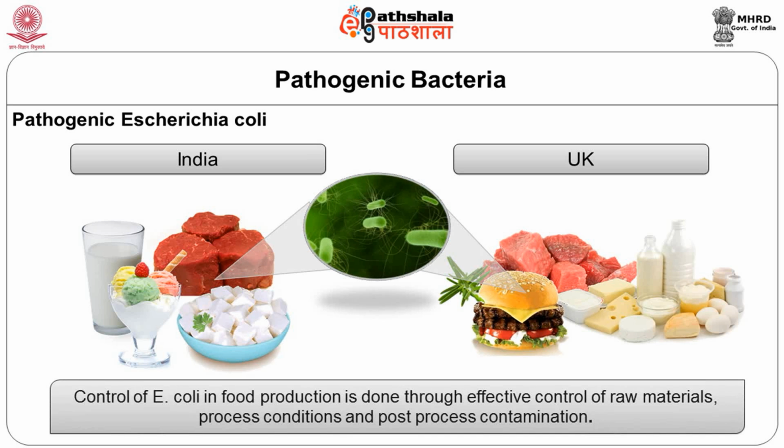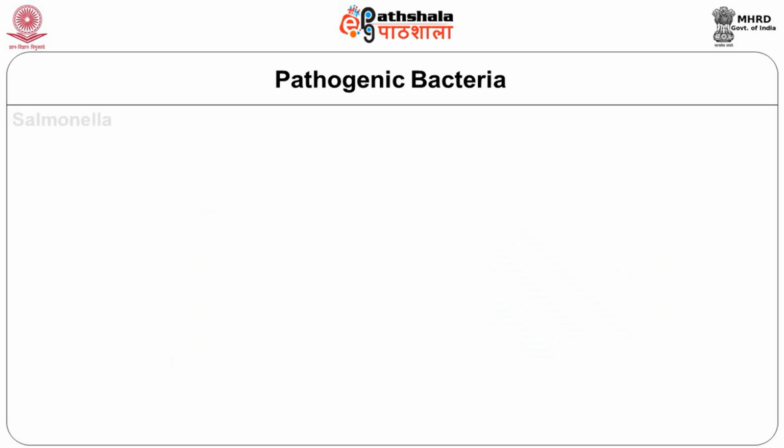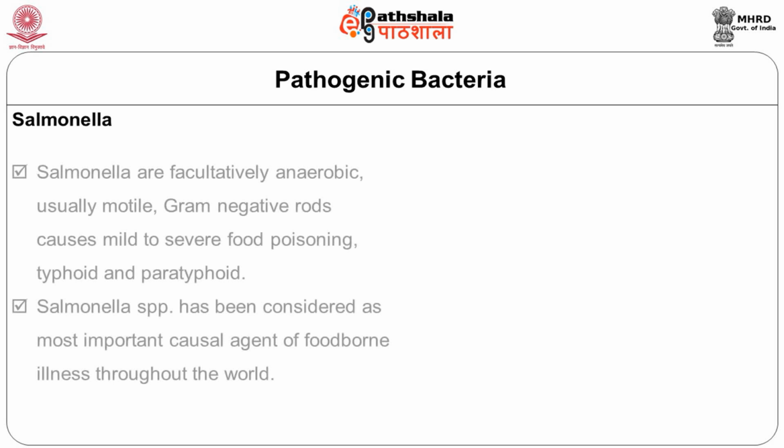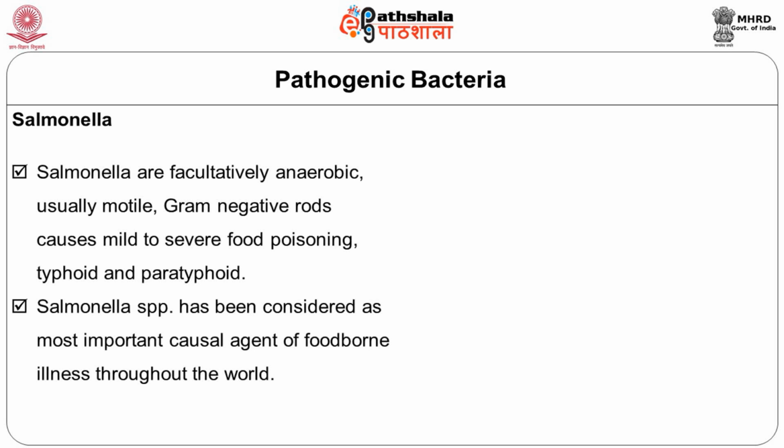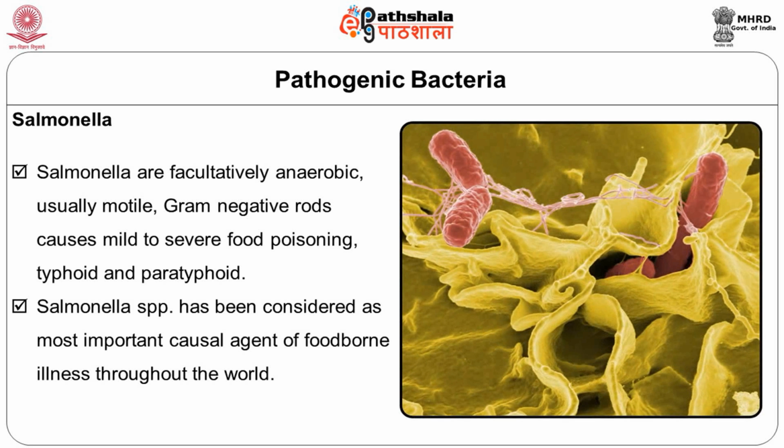coli in food production is done through effective control of raw materials, process condition, post-process contamination. The next organism that is the most important one is the Salmonella. This is a facultative anaerobic, usually motile, gram-negative rod. It causes severe food poisoning, typhoid and paratyphoid. Internationally the most dreaded organism is called Salmonella because it causes more foodborne illnesses throughout the world.